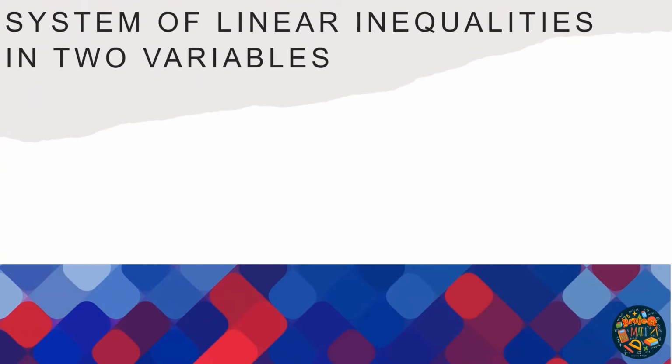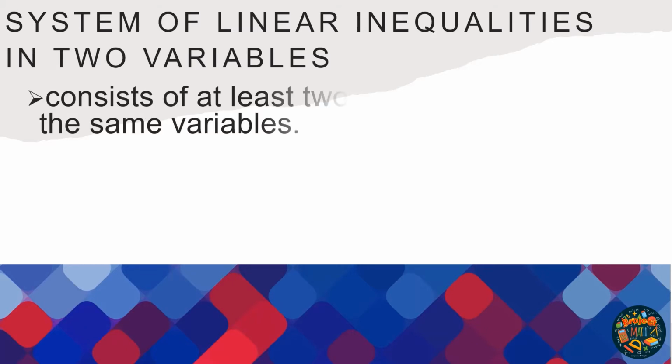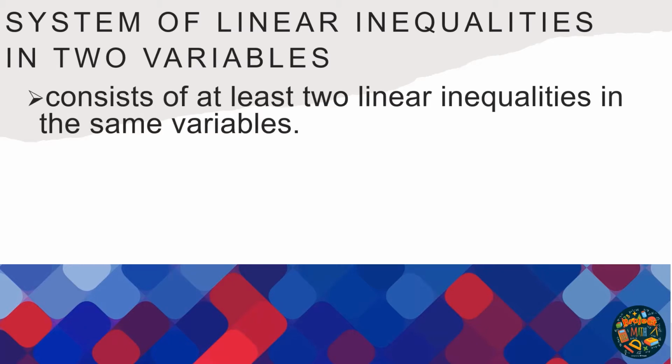Let us describe system of linear inequalities in two variables. So, it consists of at least two linear inequalities in the same variables, meaning that there are two or more linear inequalities to be solved simultaneously. Ibig sabihin, meron tayong dalawa o higit pang linear inequalities na isosolve ng magkasabay.